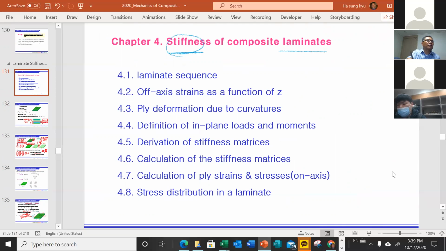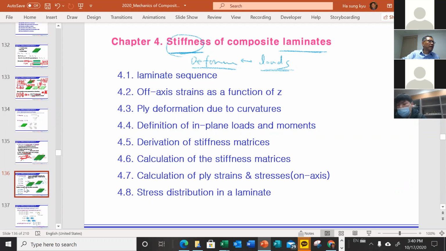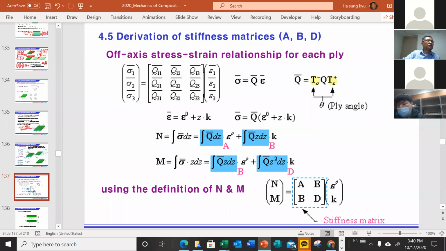What does it mean, stiffness? Well, stiffness is always the relation between deformations and load, right? The deformation in this laminate and the load in the laminate. And what is the deformation? That is the one we will study, and load is the one we are studying right now. And we are now combining all the equations we have learned so far.